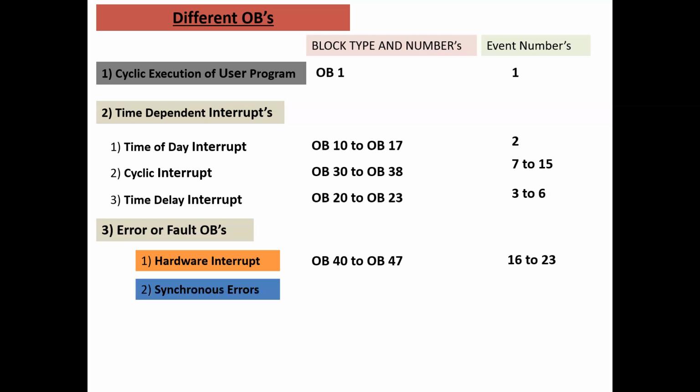Similarly, we have synchronous and asynchronous types of errors. Synchronous errors are known as programming errors and IO access errors.